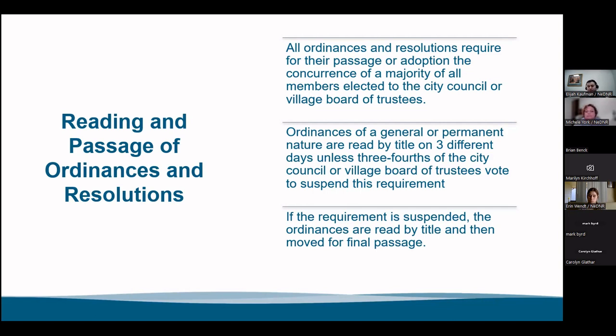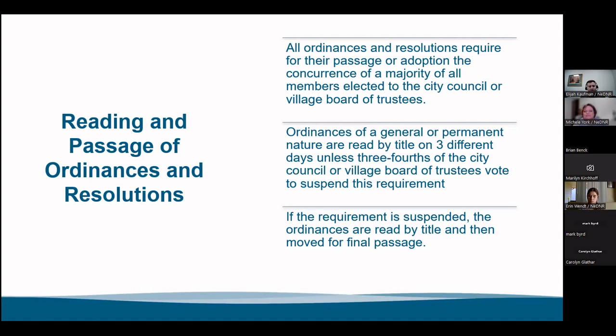Ordinances of a general or permanent nature are read by title on 3 different occasions, unless 3/4 of the City Council or Board of Trustees vote to suspend this requirement. So again, 3/4 of the entire Council or Board would need to vote to suspend that requirement. But yes, technically speaking, when you're adopting ordinances, they have to be read on 3 different occasions.